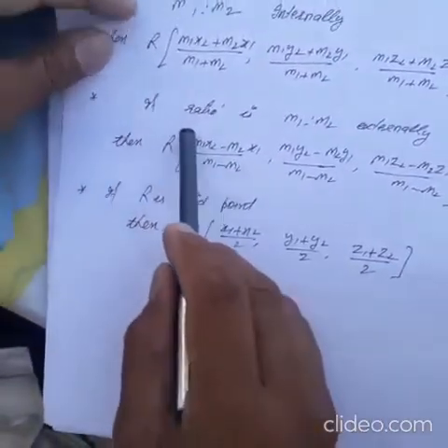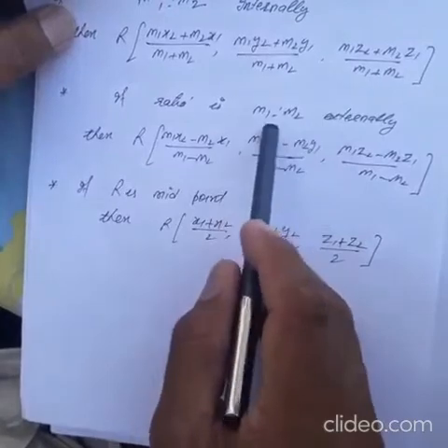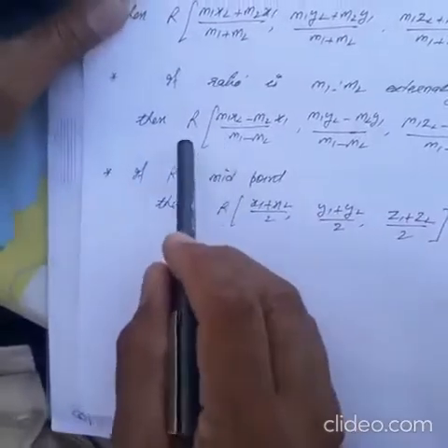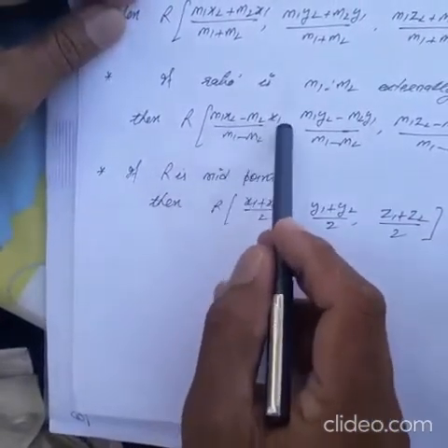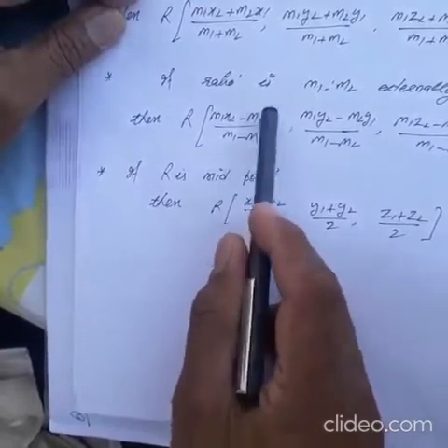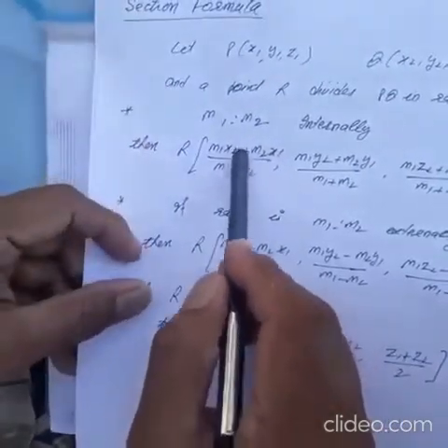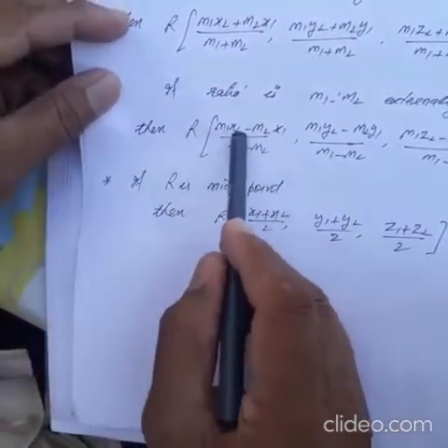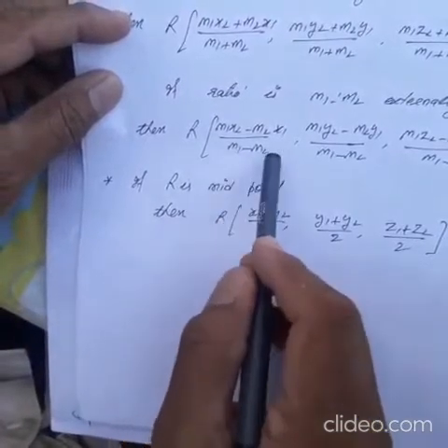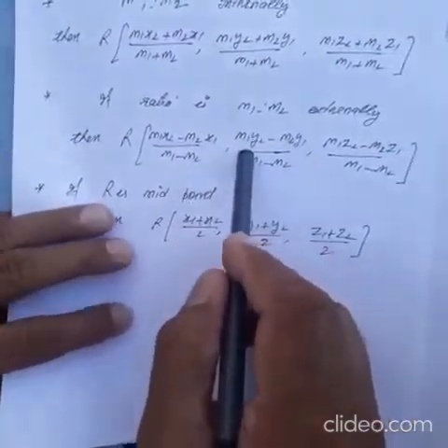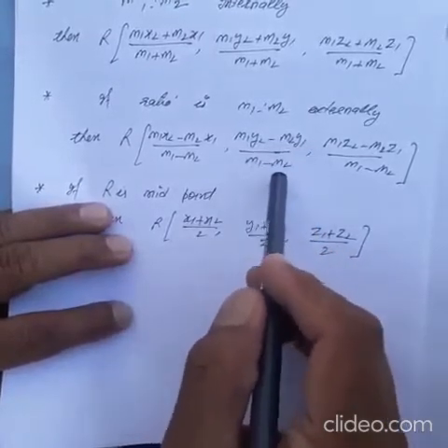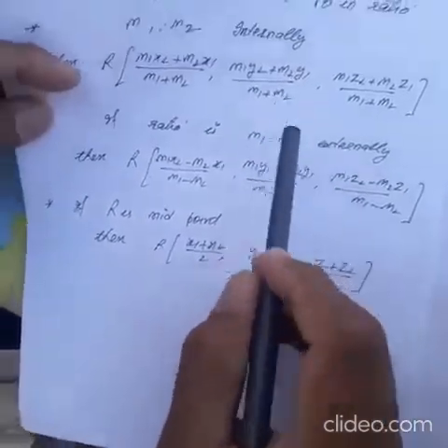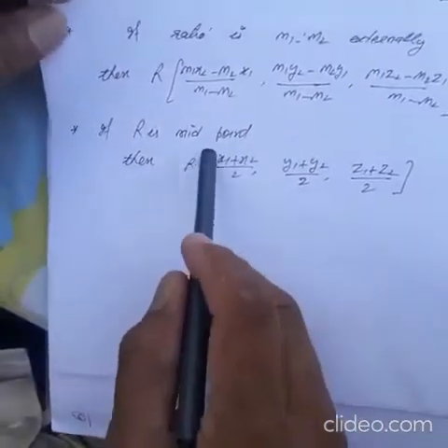Now what will happen if R divides PQ in the ratio m1 is to m2 externally? Now the ratio is external. The formula will be: x coordinate (m1x2 minus m2x1) upon (m1 minus m2). So we will have a negative sign in this formula, unlike the internal formula. If you are writing m1x2, then it should be m1 first, minus m2, that is m1 minus m2. Similarly the y coordinate is (m1y2 minus m2y1) upon (m1 minus m2), and similarly the z coordinate. Whether the ratio is internal or external will be given in the statement, and we have to find the coordinates.